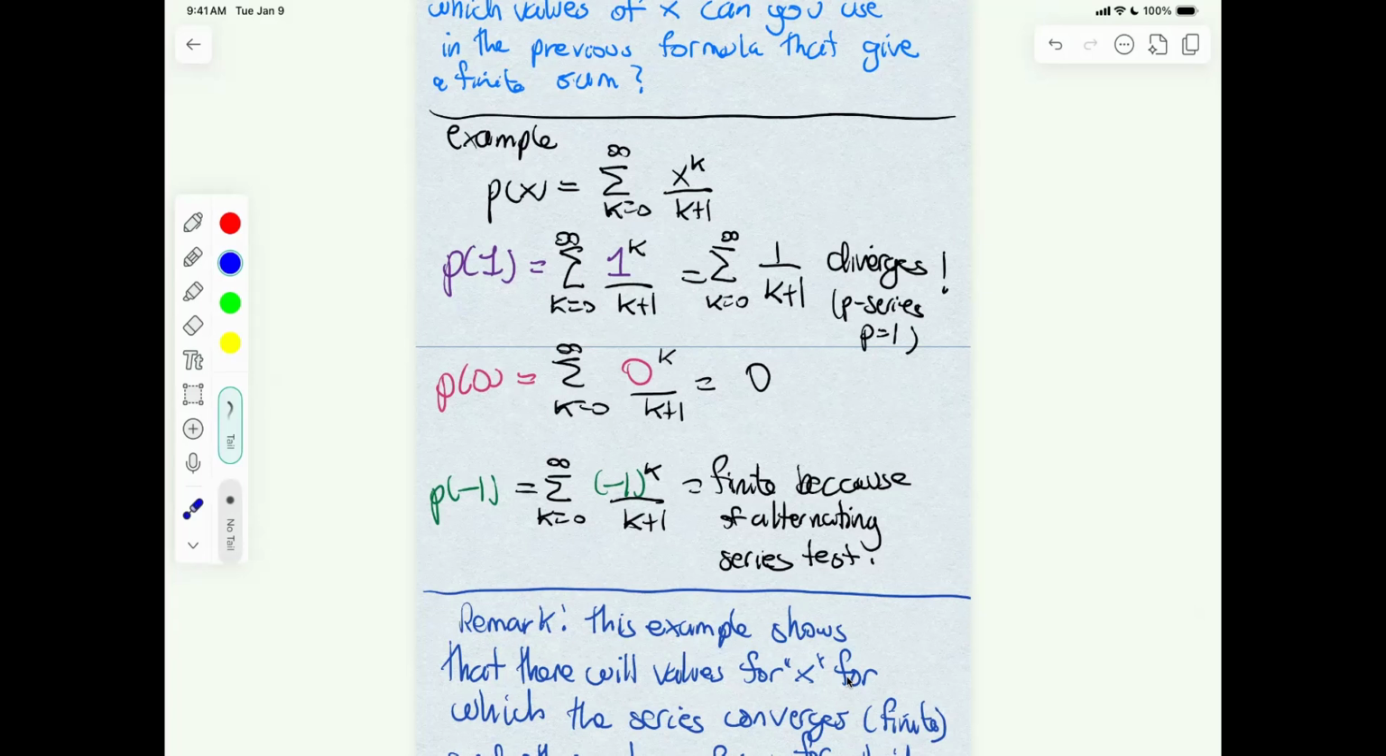But if you plug in x equals -1, you get a finite number. So I'm saying there are values of x you can plug in where you get a number, and there are other values of x you could plug in where the series diverges. That's what I'm trying to say.